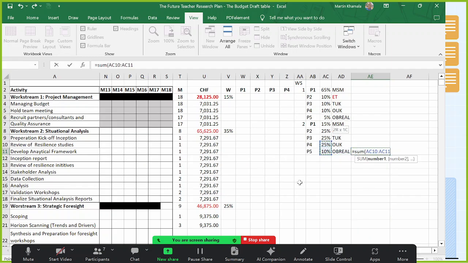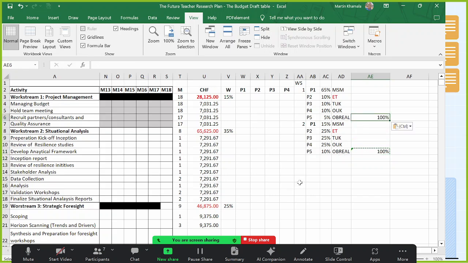You are saying you'll do more. The way you have put it, you are saying that more work will be done in Kenya than in Ethiopia, because Ethiopia should be half and Kenya half. Yeah, what I'm saying is ET and TUK should have the same share, because TUK and OUK are doing Kenya and ET is doing Ethiopia. It should be almost the same.